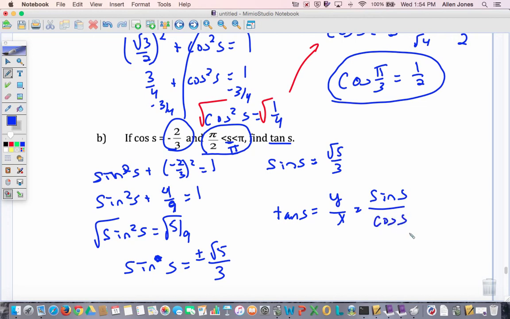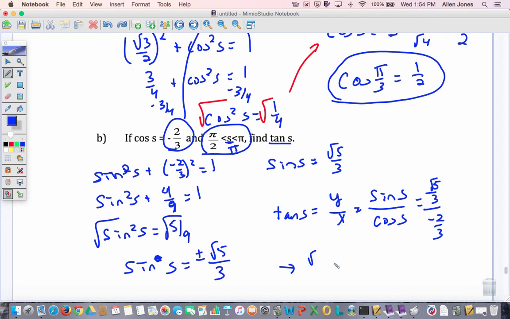So then to find the tangent, tangent is y over x. Well, since we're on a unit circle, y is the same thing as the sine value, and x is the same thing as the cosine value. We have those values. Sine we just found to be square root of 5 over 3, and cosine we were given to be negative 2/3. I did it again.